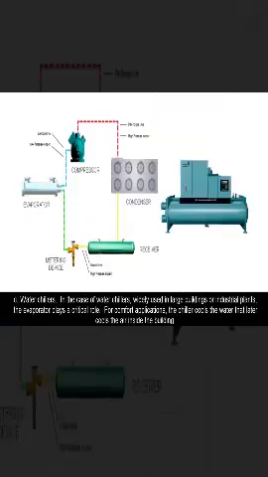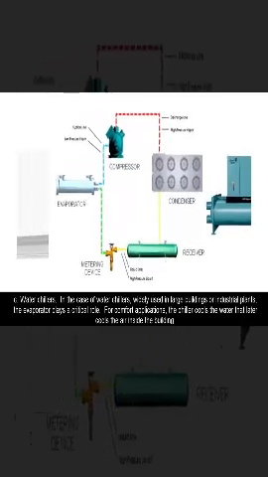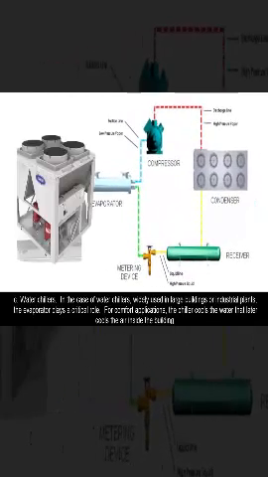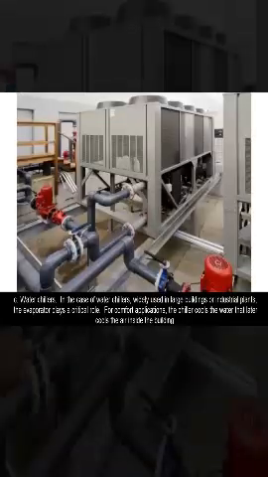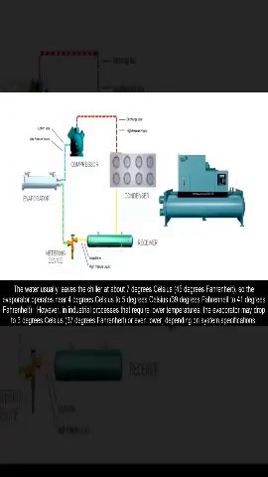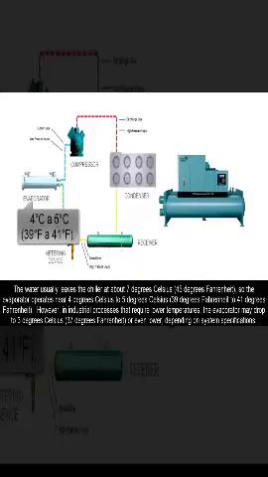C. Water chillers. In the case of water chillers, widely used in large buildings or industrial plants, the evaporator plays a critical role. For comfort applications, the chiller cools the water that later cools the air inside the building. The water usually leaves the chiller at about 7 degrees Celsius, 45 degrees Fahrenheit, so the evaporator operates near 4 degrees Celsius to 5 degrees Celsius, 39 degrees Fahrenheit to 41 degrees Fahrenheit.